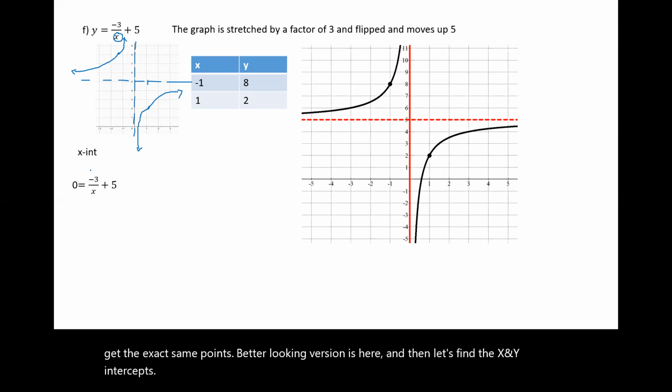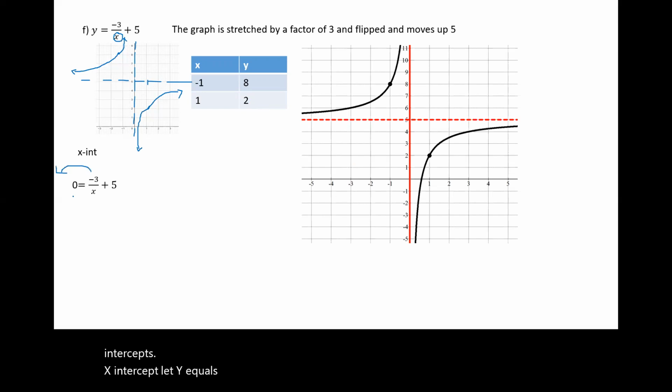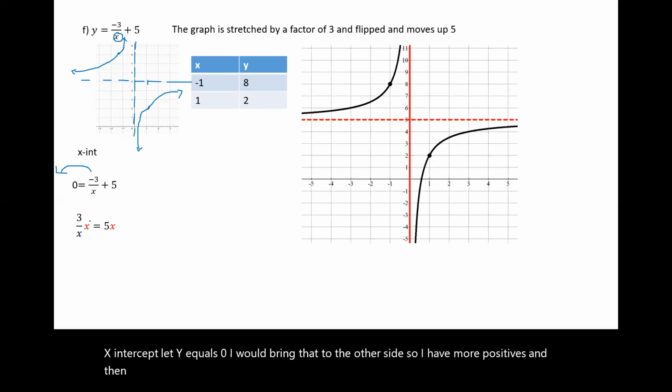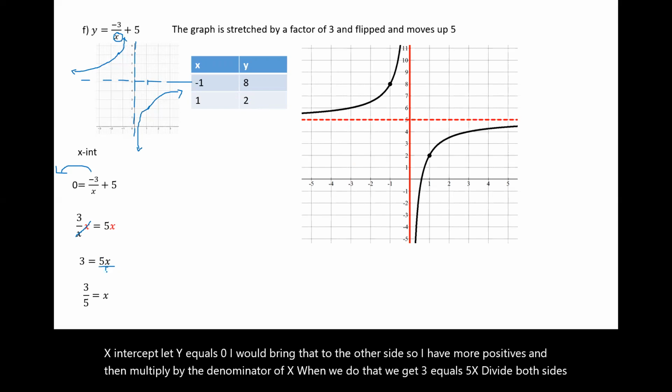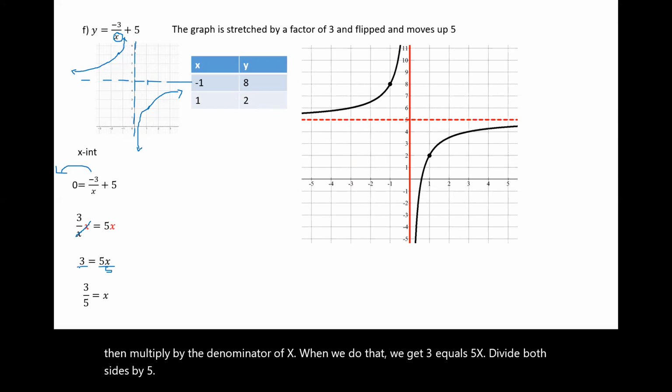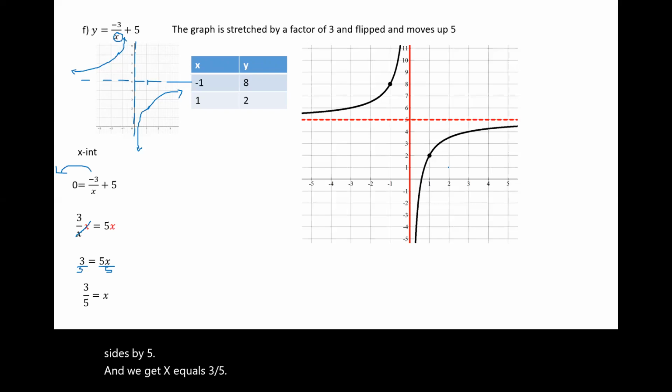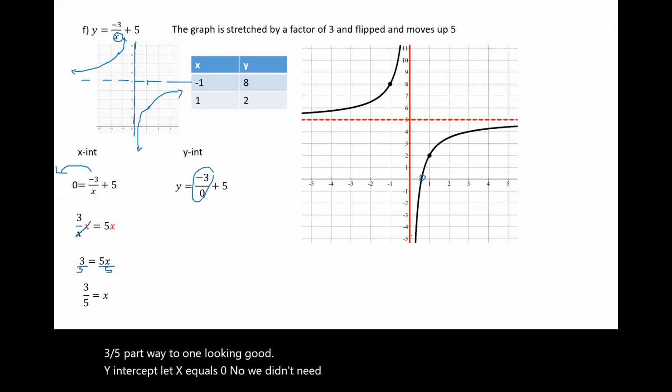X-intercept, let y equal 0. I would bring that to the other side so I have more positives, and then multiply by the denominator of x. When we do that, we get 3 equals 5x. Divide both sides by 5, and we get x equals 3/5. 3/5 part way to 1, looking good. Y-intercept, let x equal 0. Oh no, we didn't need to do that. We had a vertical asymptote at 0. We knew there was no y-intercept.